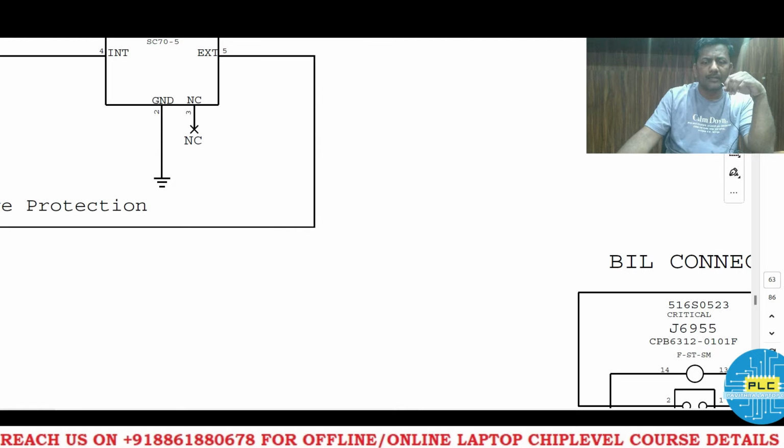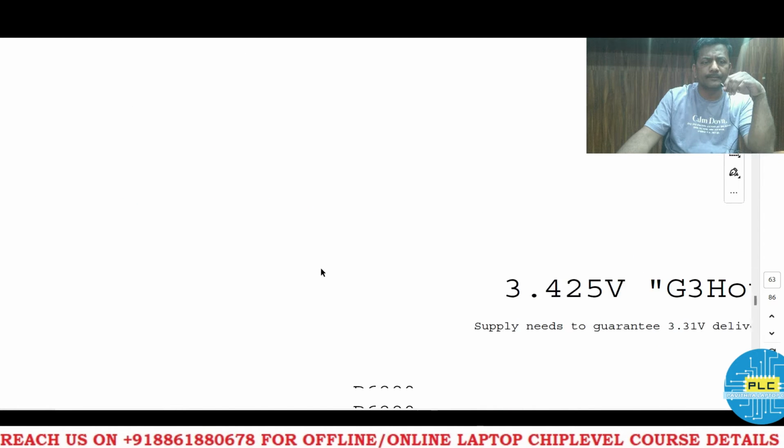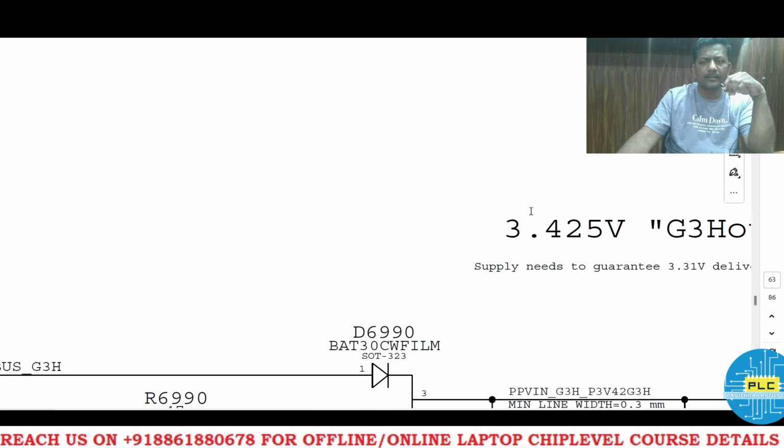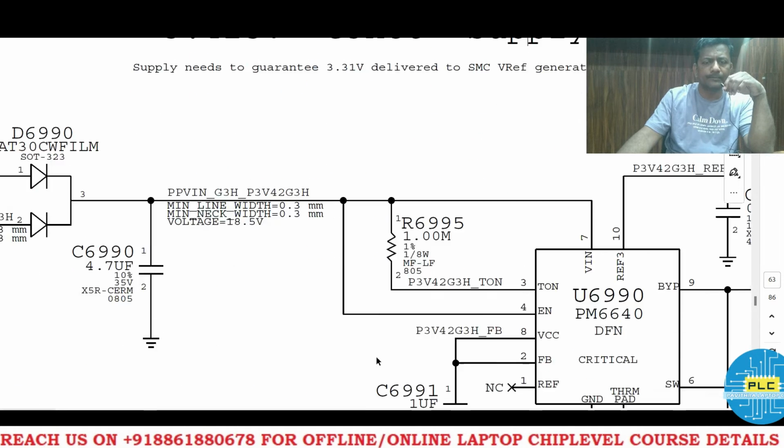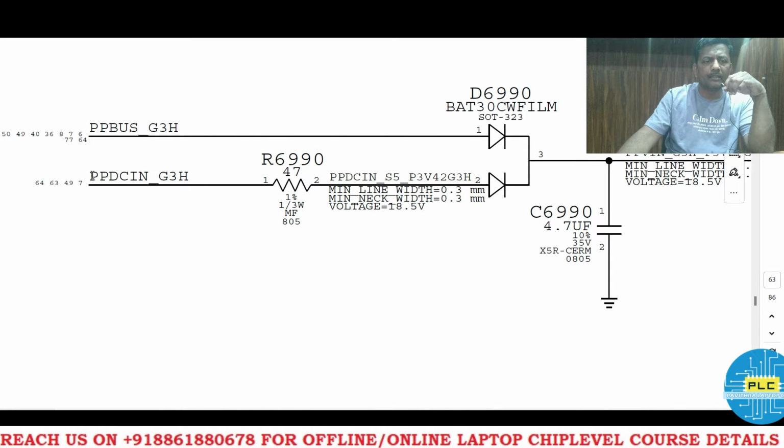Next, in the same section, see, the most important one which I told you is here: 3.425 volts, G3 hot. Once again I will repeat, it's a G3 hot supply. How will it generate? See, PPDC in we got, right? This one is like B plus, the voltage we get after the adapter is connected.